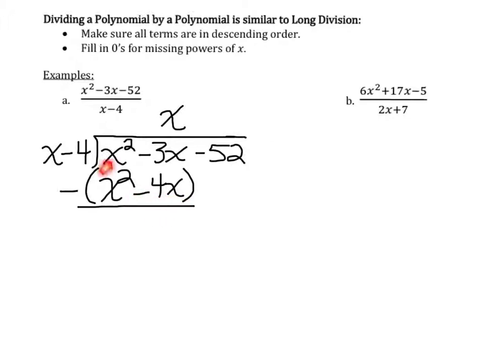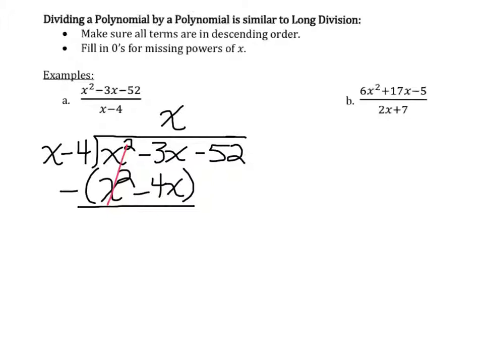And so when I do x squared minus x squared, they actually cancel, and that is always going to happen. Now what I have to do is this negative 3x minus this negative 4x, right? Remember, I'm subtracting a negative 4x, right?